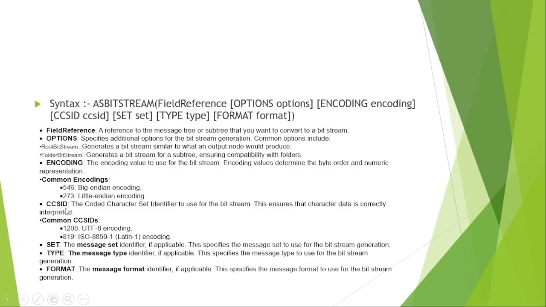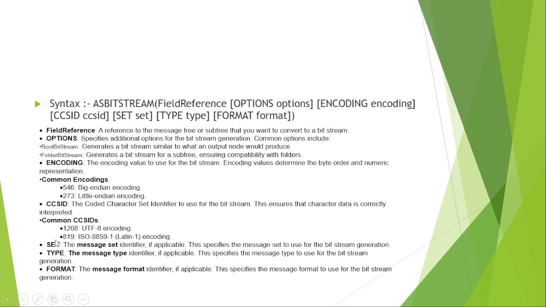Okay, further, CCSID, the coded character set identifier, is used for the bit stream, and this ensures that the character data is correctly interpreted. This is basically used when we are going to work with characters. The common values are 1208, which is the UTF-8 encoding, and 819, which is the Latin 1 encoding, and these two are the most used encodings. Especially 1208, the UTF-8 encoding, is used at a vast level in the IT industry, because it is one of the encodings that covers all languages.